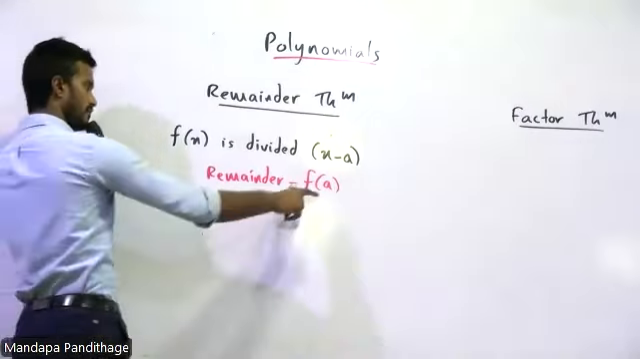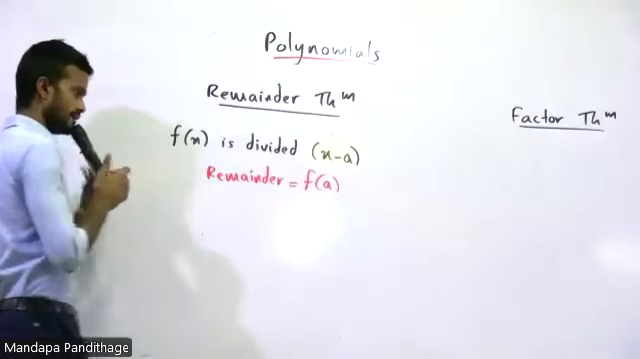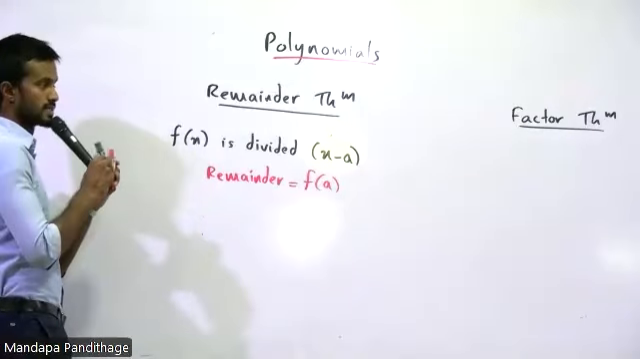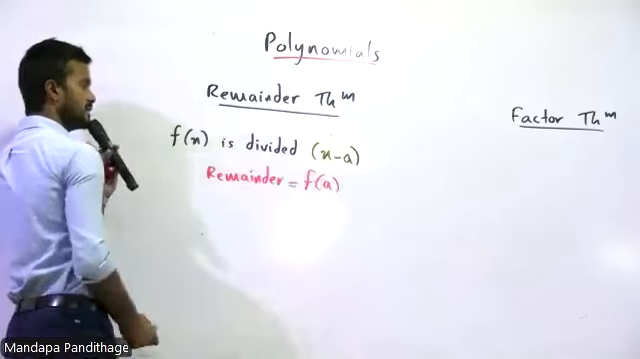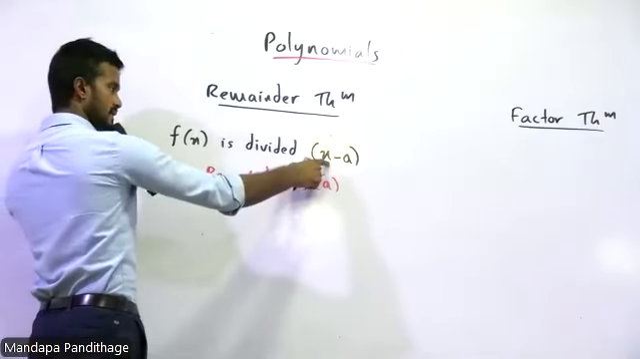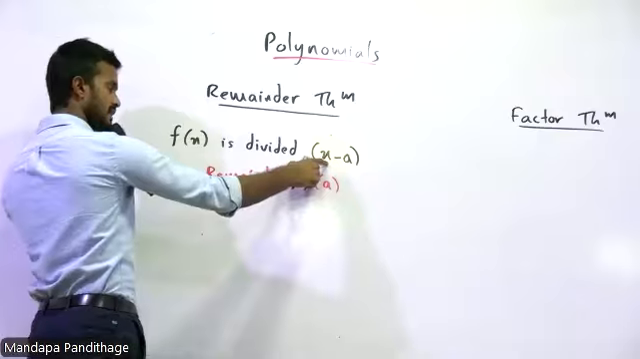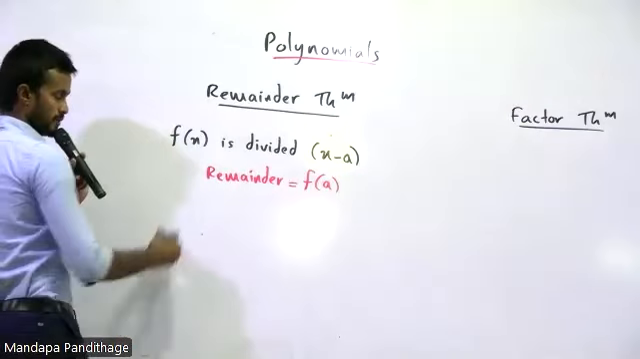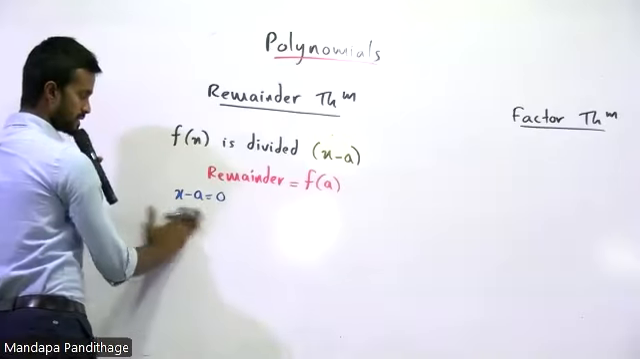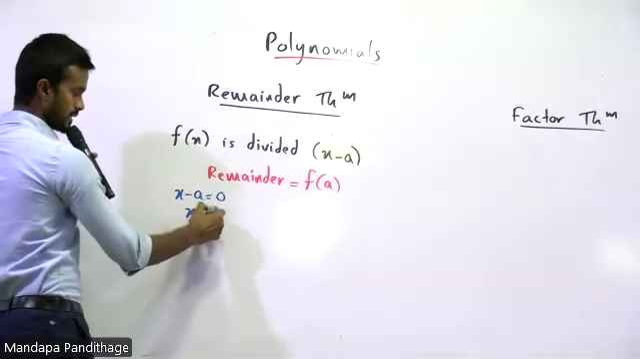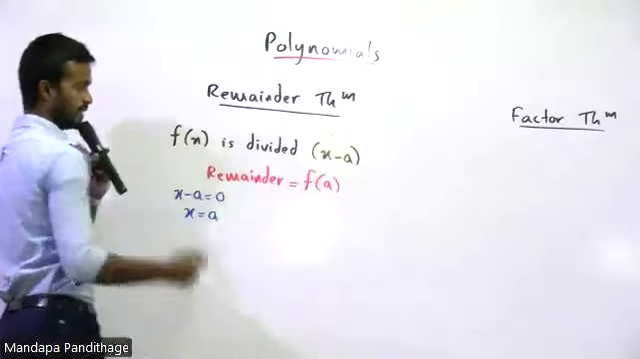If you can remember where we got this, a is the value such that x minus a, which we call the divisor, is equal to 0. In this case, x minus a is equal to 0, which means x is equal to a. So that is why we consider this as f(a).